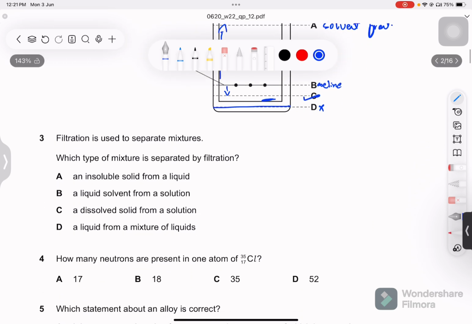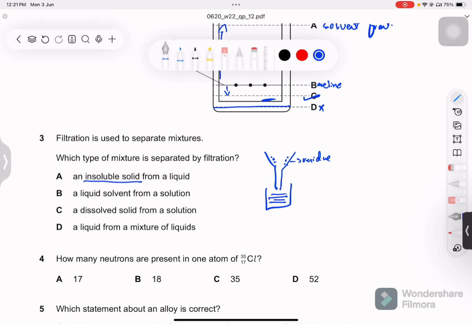Okay, so next, filtration is used to separate mixtures. Which type of mixture is separated by filtration? So filtration is done through a filter paper on a filter funnel. The insoluble substance stays over here. It is collected as the residue, and the filtrate with the soluble substances and the solvent itself is collected as a filtrate. So which type of mixture is separated by filtration?